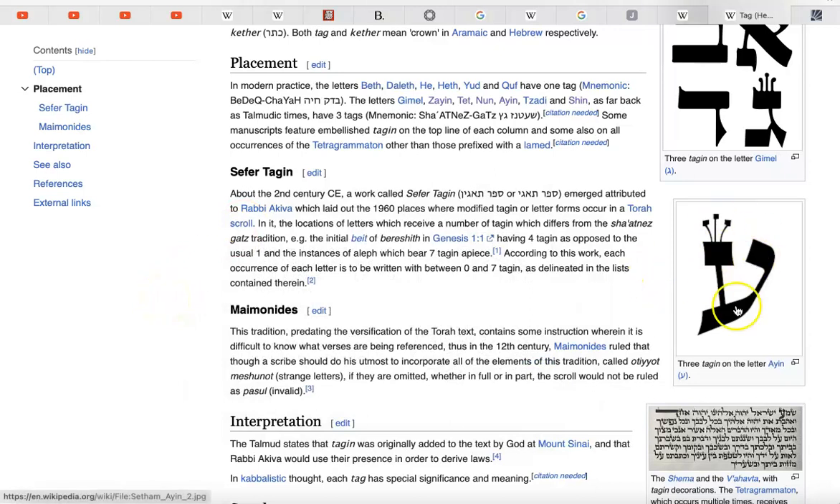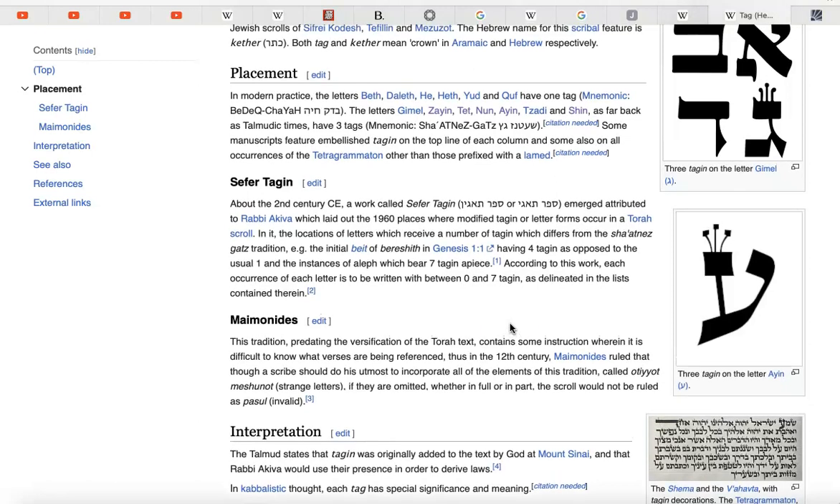But as you can see on the sidebar over here, this is an example of a 3 tagging on the letter Ayin. Okay? And again, these letters are, yes, letters in and of themselves, but they also are named after actual things, objects, nouns, what have you. And I looked it up. All 7 of these, because, the 7 diamonds mystery.